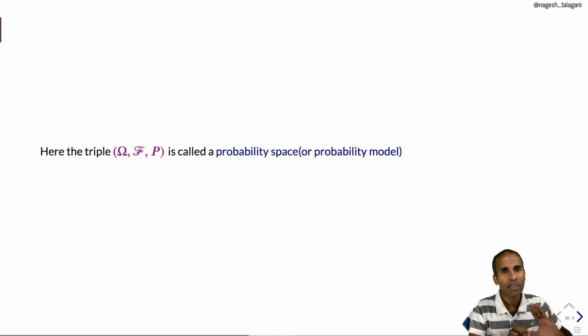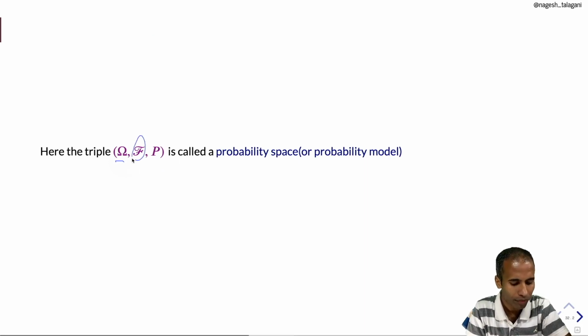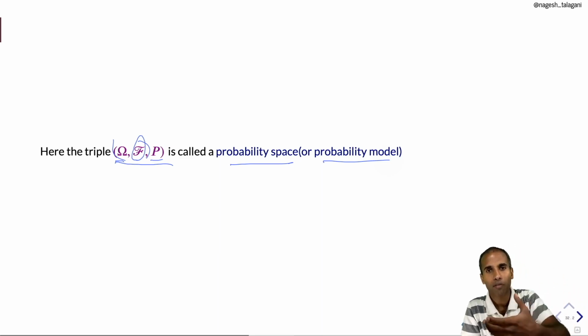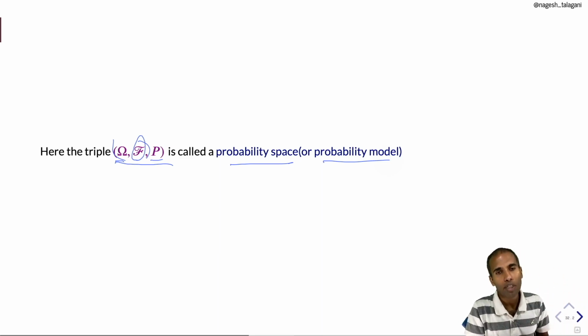So now we have three components. For a random experiment, we have a sample space and a collection of events of interest, a sigma field script F, and we have a probability function on the measurable space (omega, script F). Then this triple is called a probability space, or you can call it a probability model. We are going to call this triple omega, event space, and probability function a probability space or probability model.